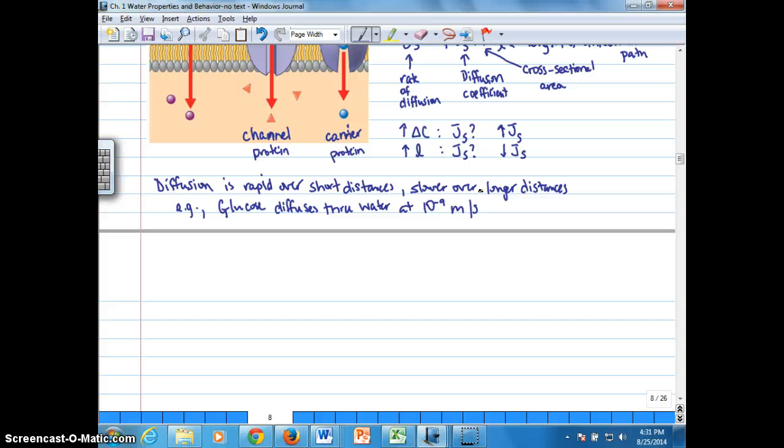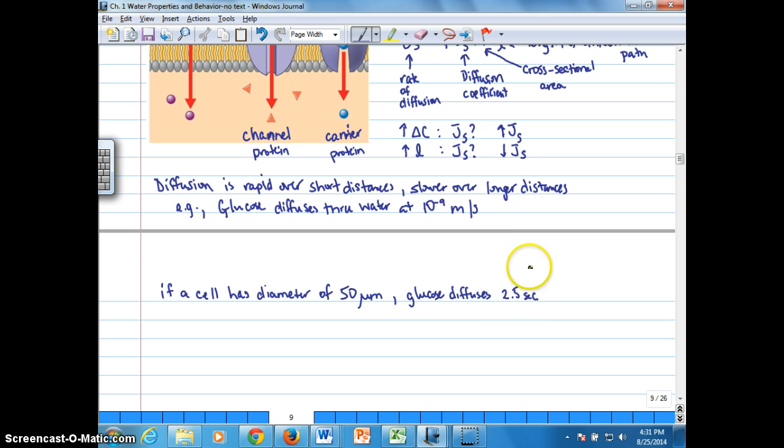So when we're looking at cellular distances, let's say a cell has a diameter of 50 microns or micrometers. It takes glucose about 2.5 seconds to cross the cell.